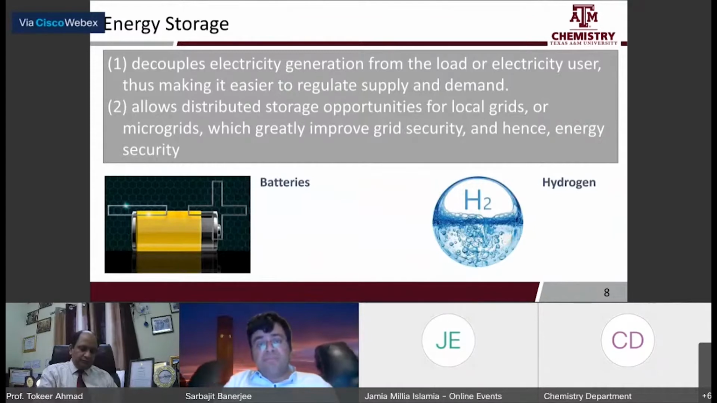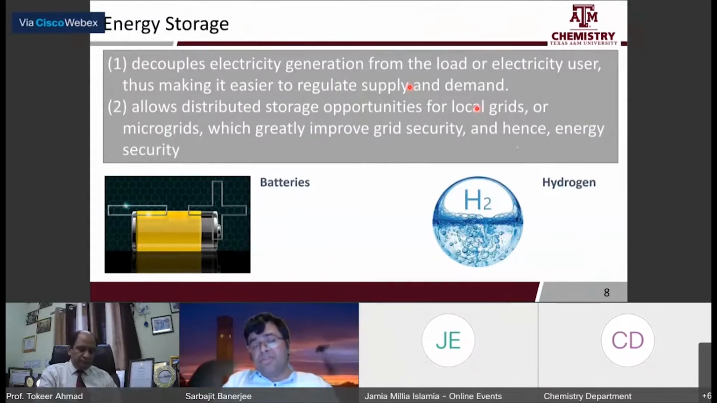And energy storage is a very, very big problem. So we're going to talk about this, spend some time thinking about this fundamentally, right? Energy storage is important because it decouples electricity generation from the load, or the electricity user. And so it makes it easier to regulate supply and demand, right? So if you've got a whole bunch of energy stored, you perhaps don't need as much capacity. You can rely on creating a lot of energy in the downtime and using it when there's peak load, right? So this makes it easier to regulate supply and demand.